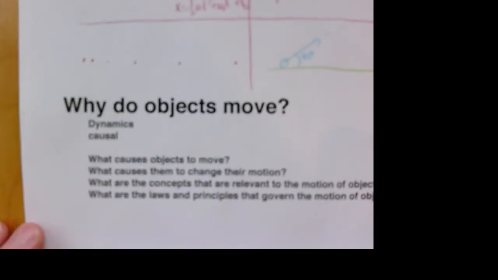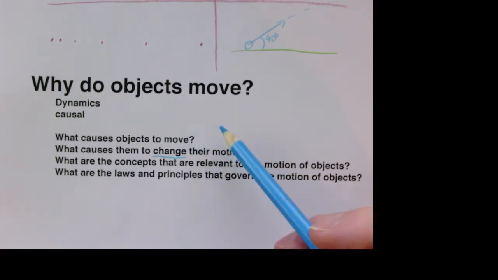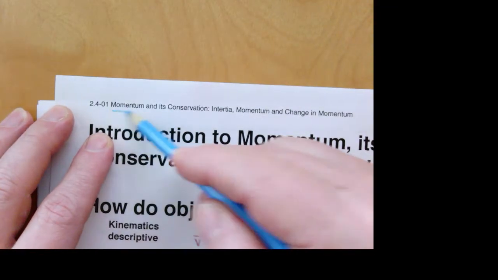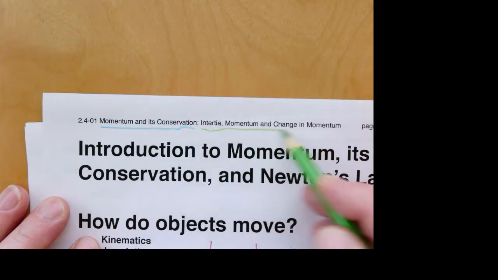It explains the causes. And the sub-questions that it seeks to answer, and we will learn to answer using concepts of physics, is what causes objects to move? What causes them to change their motion? It is one thing for an object to move, but it is another for its motion to change. That suggests something else is going on. Well, what are the concepts that are relevant to the motion of objects? And what are the laws and principles that govern the motions of objects? This is the subject of the field of dynamics. And we will begin this first area of study with a focus on a unit called momentum and its conservation. The first concepts we're going to grapple with are inertia, momentum, and change in momentum.